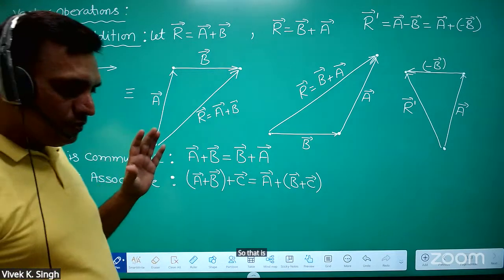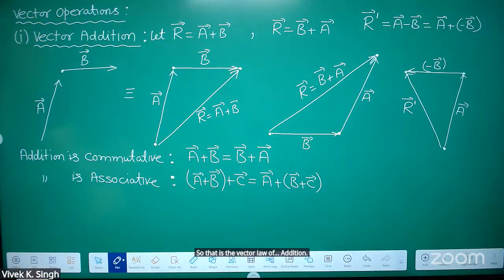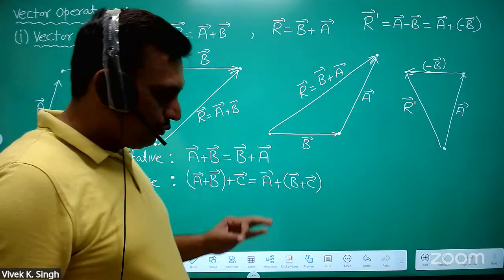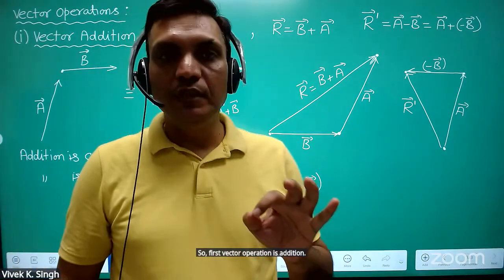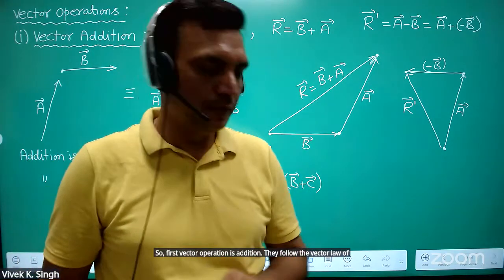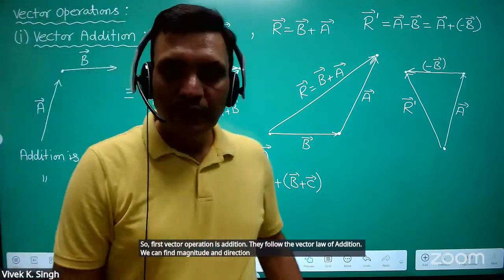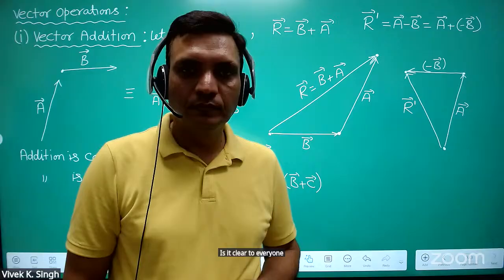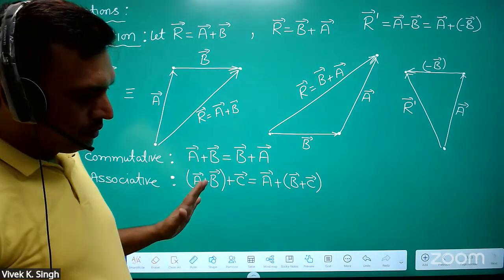So that is the vector law of addition. Okay? So the first vector operation is addition. They follow the vector law of addition. We can find magnitude and direction. Is it clear to everyone? Okay, please note down.